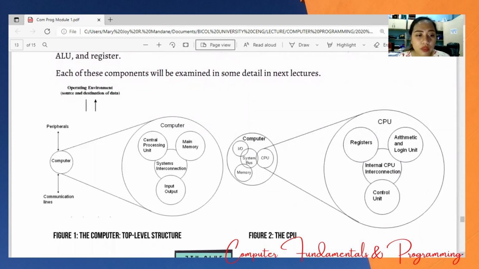Okay? So now, Figure 1, the computer top-level structure. In our computer, we have the central processing unit, main memory, system interconnections, then input and output, or the I/O. So, in Figure 2, the CPU. In our CPU, we have the I/O, the system bus, the CPU, then memory. It also has a structure here: the registers, arithmetic and logic unit, then internal CPU interconnections, and the control unit.